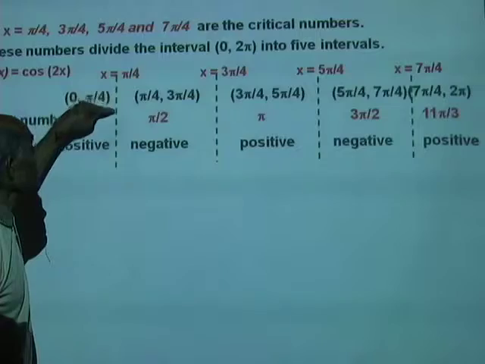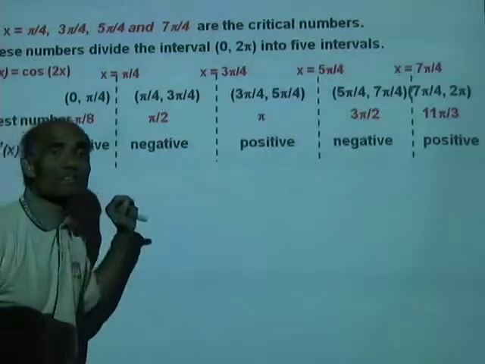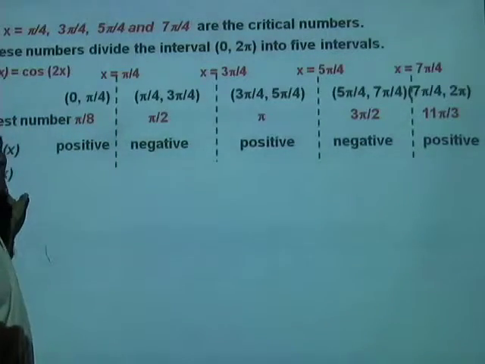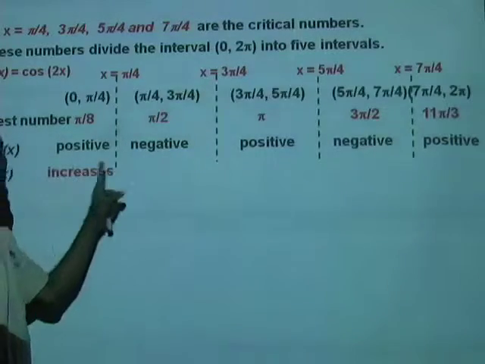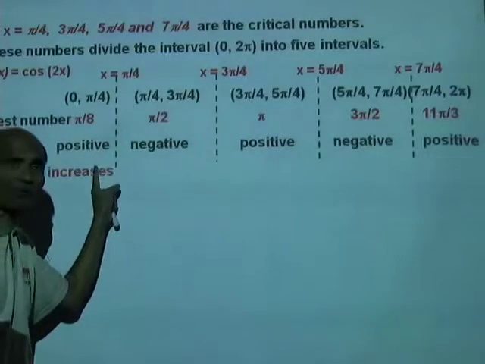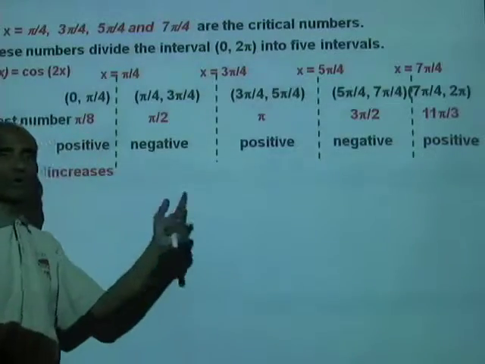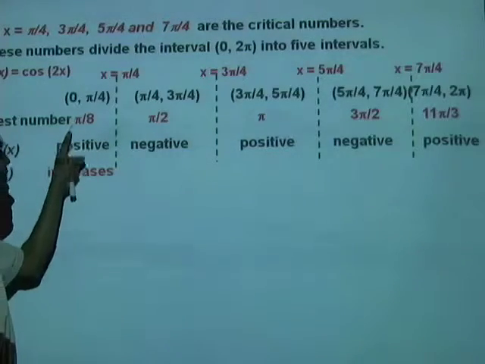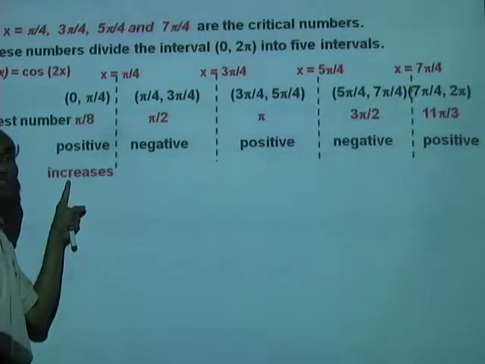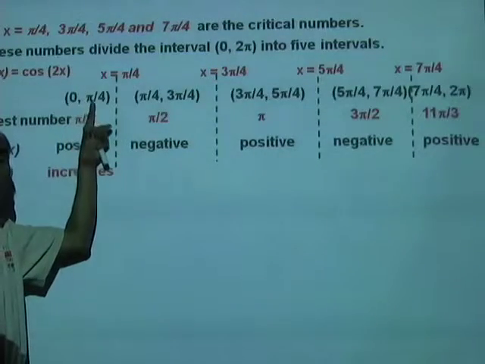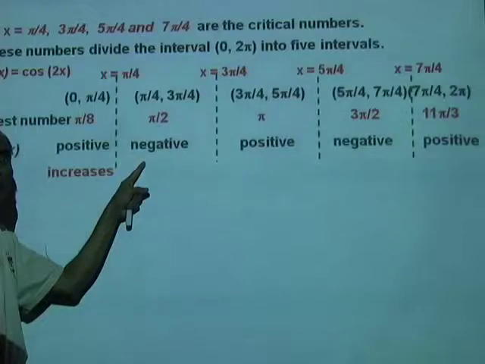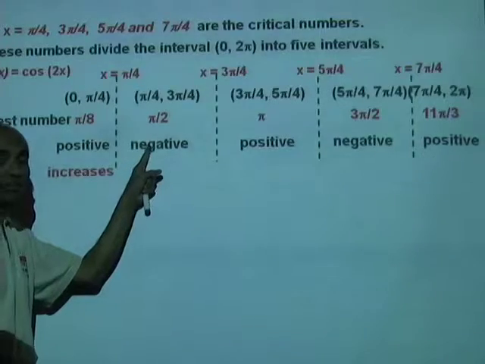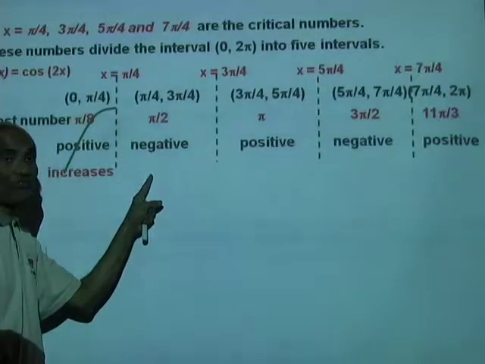Now, therefore tell me, at x equal to pi by 4, do you have a relative maximum or a relative minimum? But before we come to that, let's talk about the behavior of the function. What does the function do on this interval? Because the derivative is positive, the function is increasing. So the function increases from 0 to pi by 4. How about from pi by 4 to 3 pi by 4? Derivative is negative, the function decreases.